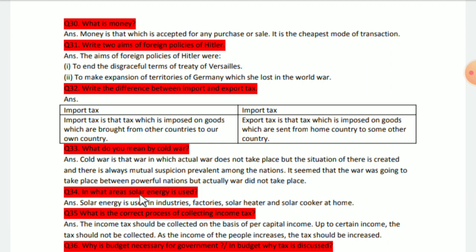In what areas is solar energy used? Solar energy is used in industries, factories, solar heater and solar cooker at home. What is the correct process of collecting income tax? The income tax should be collected on the basis of per capita income. Up to certain income, the tax should not be collected. If the income of the people increases, the tax should be increased.